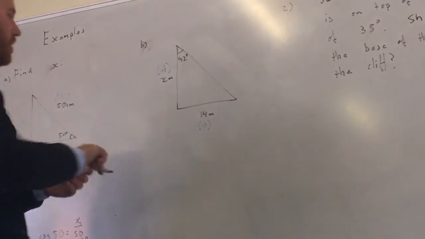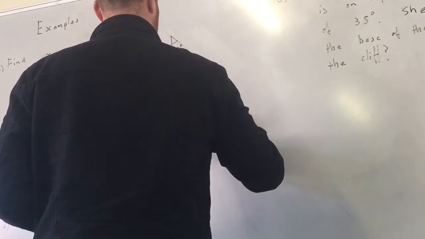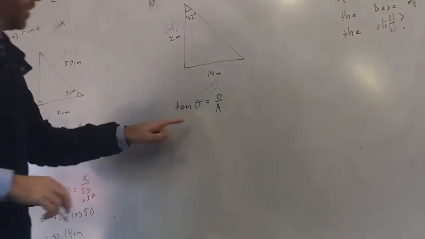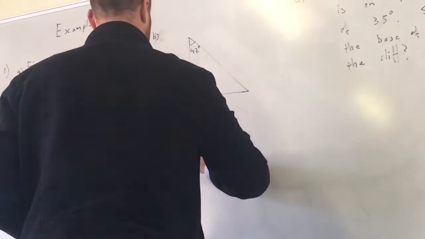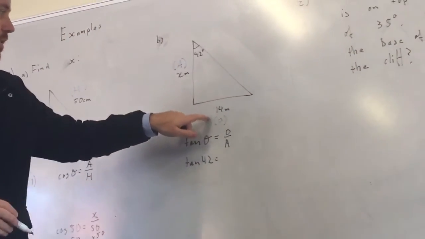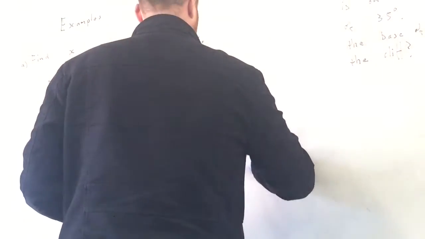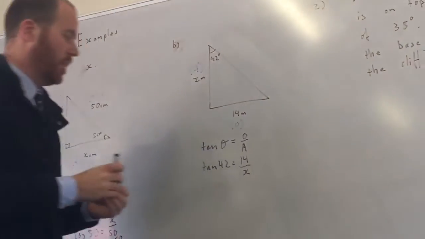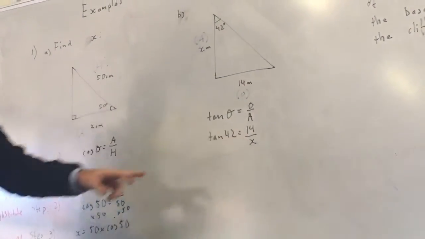So we'd say tan theta equals opposite over adjacent. Then we'd substitute. So substitute gives us tan 42 over x equals opposite, so 14 over x, isn't it? So what's the difference between this one and the one we've just done? The x is on the bottom. Yeah, the x is at the bottom rather than at the top.